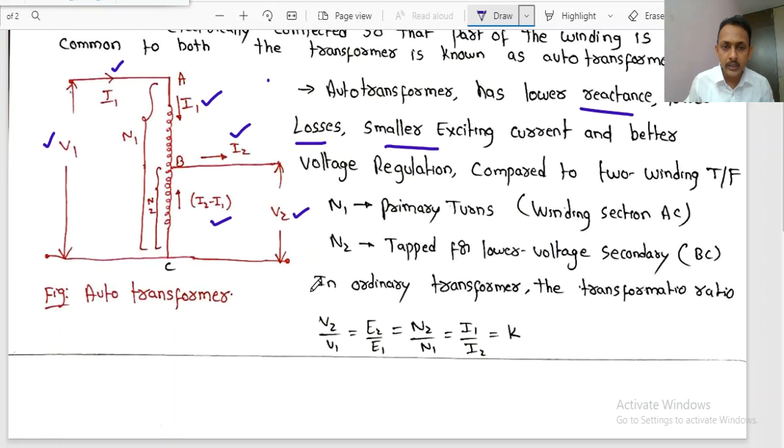Right, next, in an ordinary transformer, the transformation ratio is given by V2 by V1 equal to E2 by E1 equal to N2 by N1 equal to I1 by I2 equal to K.